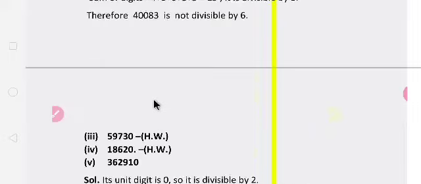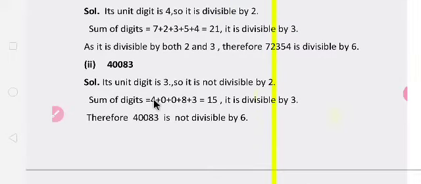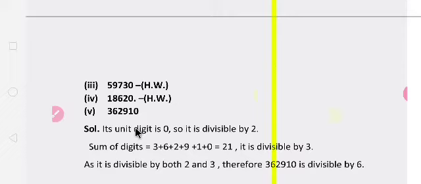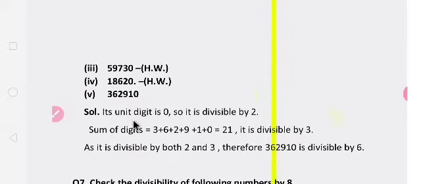Third and fourth are the same as question number first and second. First you have to see whether they are divisible by 2 and 3. If they are divisible by both 2 and 3, then only you can say that it is divisible by 6. Now see the fifth one.